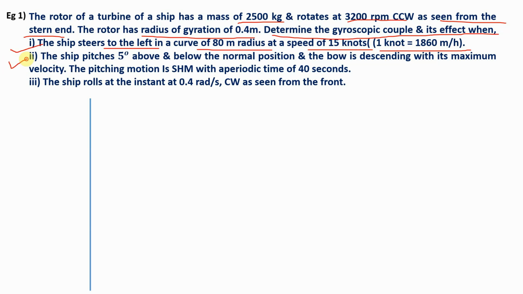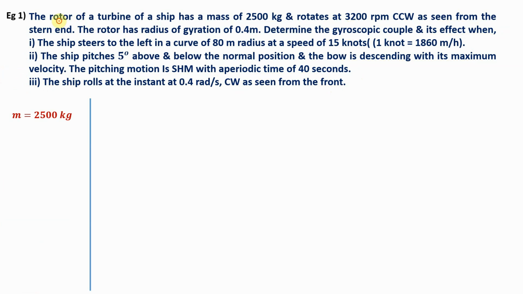Number 2, the ship pitches 5 degree above and below the normal position and the bow is descending with its maximum velocity. The pitching motion is SHM with a periodic time of 40 seconds. And number 3, the ship rolls at the instant at 0.4 radian per second clockwise as seen from the front side. Let us extract the data from the problem statement.